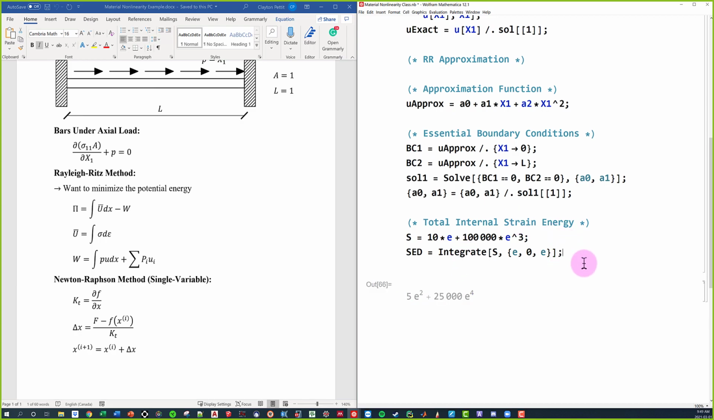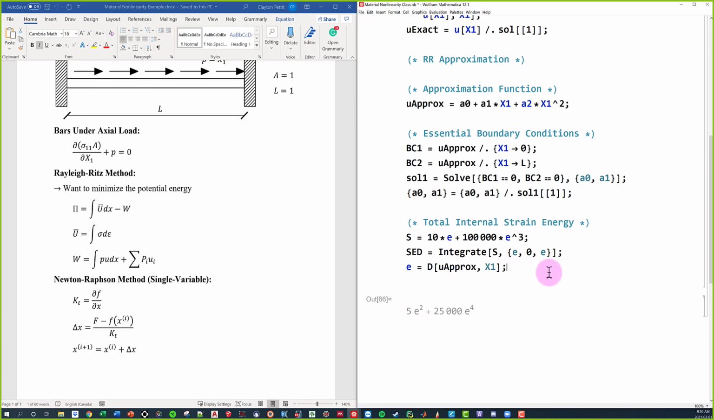And this isn't where we finish off. Remember, this is our strain energy density, but what we actually want is our total strain energy. So now that I have our strain energy density, this is the most confusing part, I promise. I'm going to take our strains and convert them back into displacements. So I'm going to say that our strain E is simply going to be the derivative of our approximation function with respect to x1. So every time we have an E in this equation down below, we replace it with the derivative of our approximation with respect to x1.